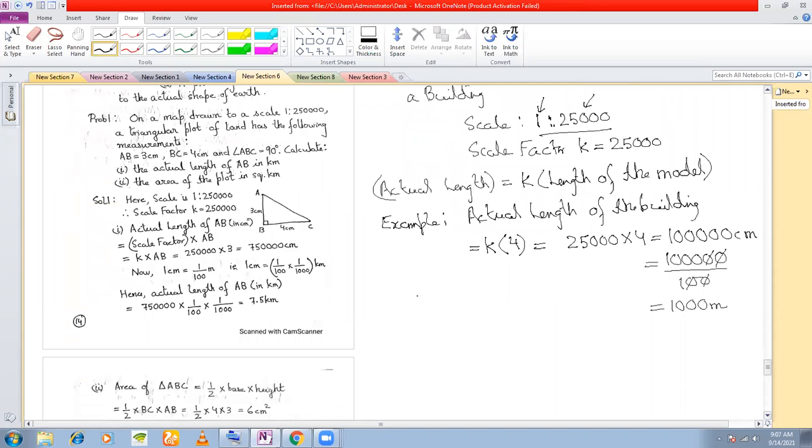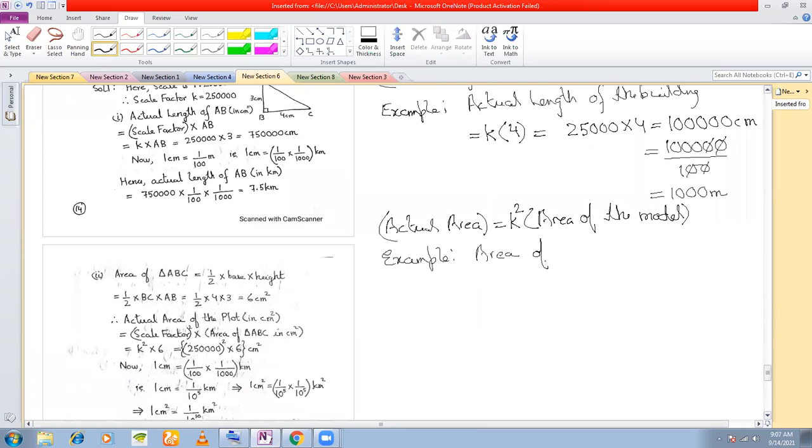Next is actual area. When you are talking about area, the formula is somewhat similar, except that we square the scale factor: K square into area of the model. So for example, in the above case, what is the area of the model? 4 centimeter by 2 centimeter. So area of the model is 4 into 2, which is equal to 8 centimeter square.